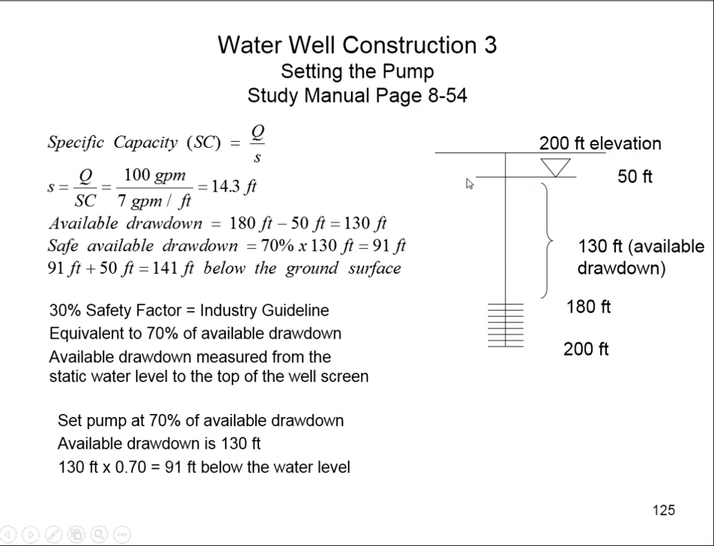Available drawdown is measured from the static water level to the top of the well screen. And in this case, we have 180 minus 50 or 130 feet. And 70% of that is 91 feet. So drawing down 91 feet puts the pump about here. And that will optimize its placement.